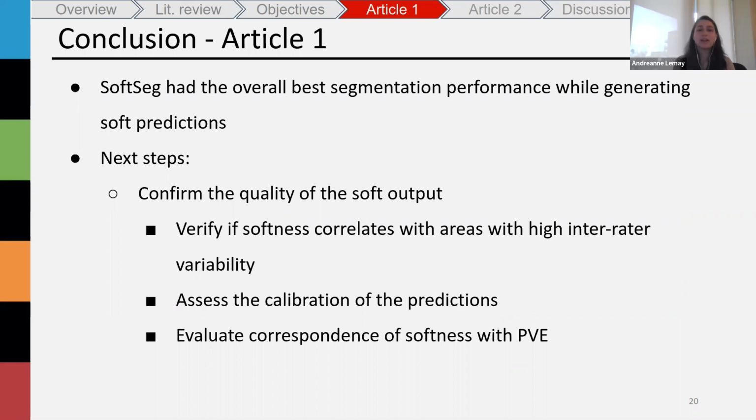So the next step, we wanted to actually quantify the quality of our soft output. To verify if the softness in our prediction really corresponds to areas where there might be high inter-rater variability, we wanted to verify that our predictions were calibrated, and maybe also evaluate the correspondence between the softness in our prediction and the partial volume effect.